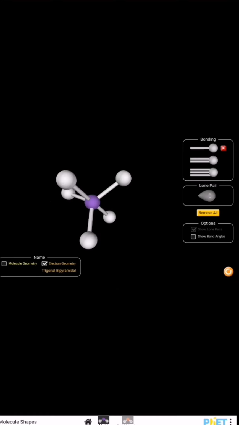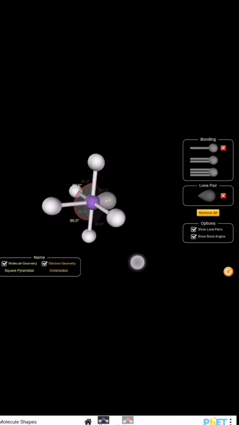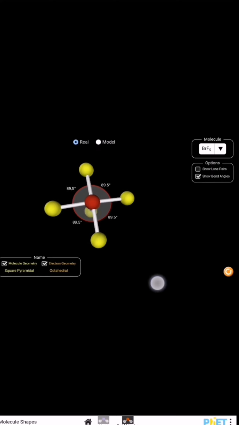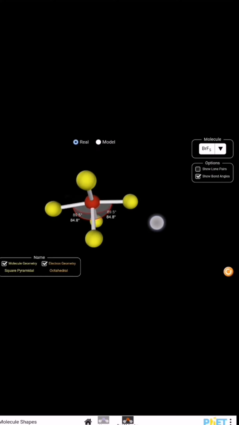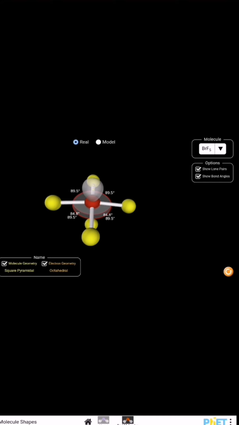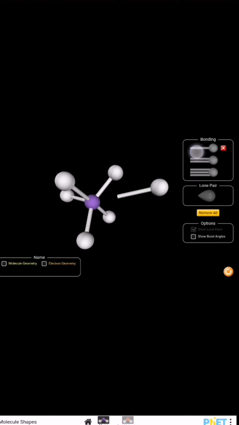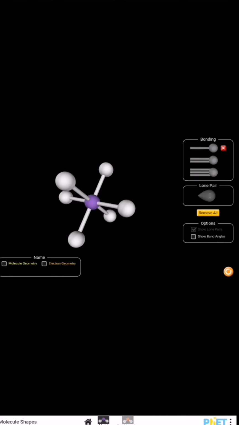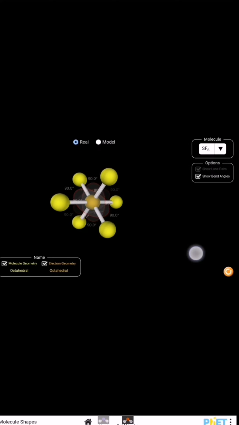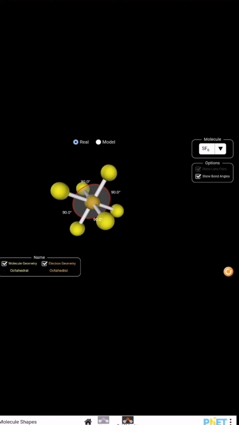There are 5 bonds. It only can add 1 lone pair and will be square pyramidal. For example is bromine pentafluoride. And 6 bonds can't add a lone pair. The example is sulfur hexafluoride.